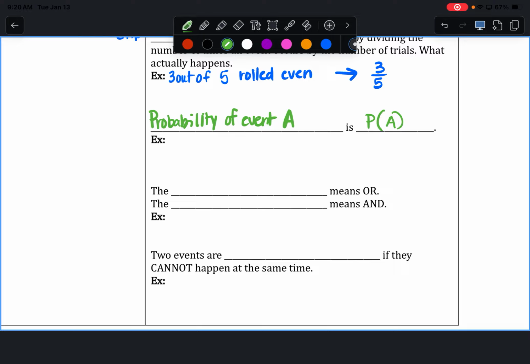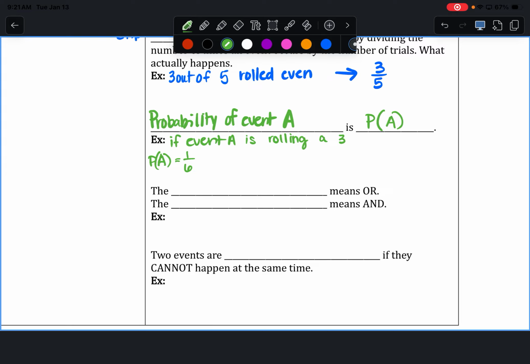So if event A is rolling a 3, then the probability of A is equal to, how many different ways can I roll a 3 on this dice? Out of 6. That's what it means. That's all it's meaning.